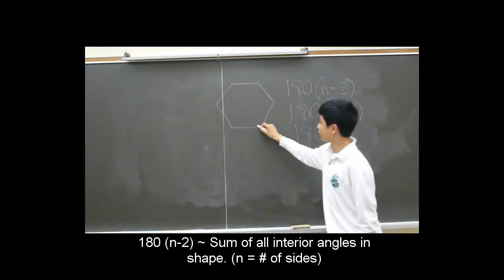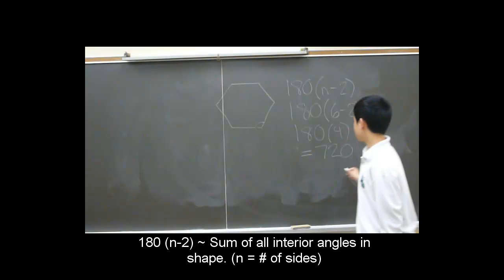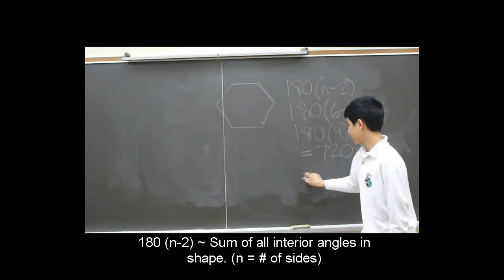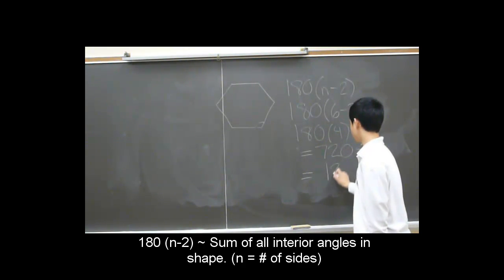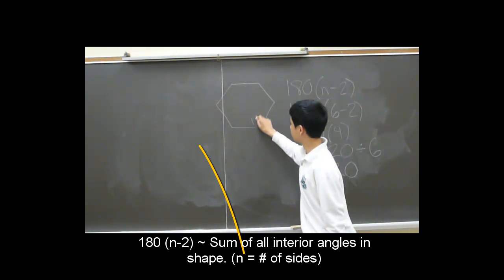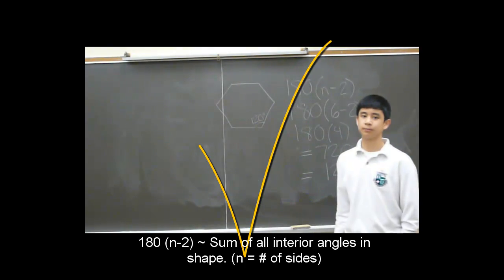So now, to find the angle of each, you would have to divide 720 by how many angles there are. And that would be 6. And that would give you a total of 120. So each angle equals 120.